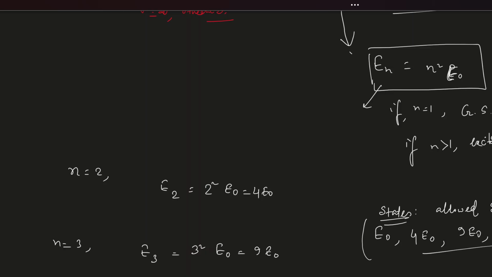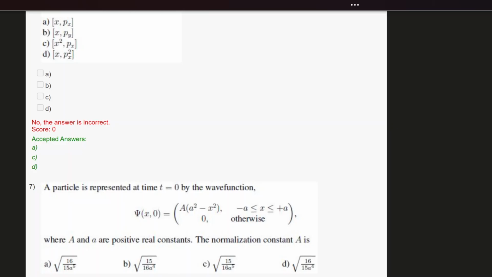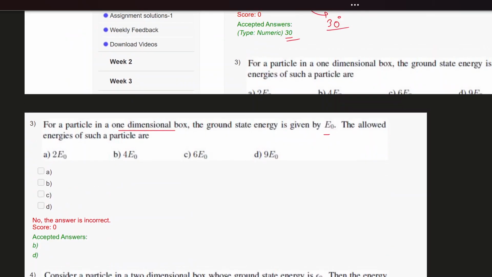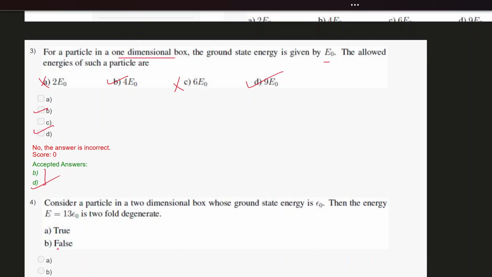So we check what options are given in the problem that match these values, and what does not match will not be an allowed energy for this problem. So you can see 2 E naught is not an energy eigenvalue, 4 E naught is an energy eigenvalue, 6 E naught is incorrect, and 9 E naught is an energy eigenvalue. So the correct answer will be B and D both. Those are the allowed energies out of these 4 options.